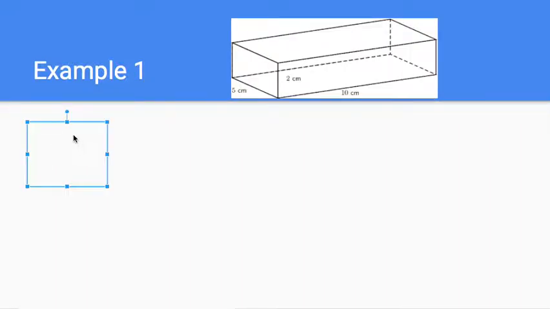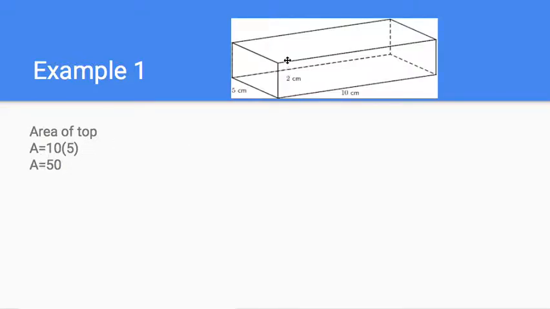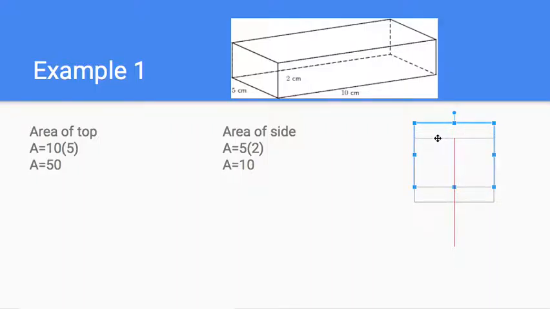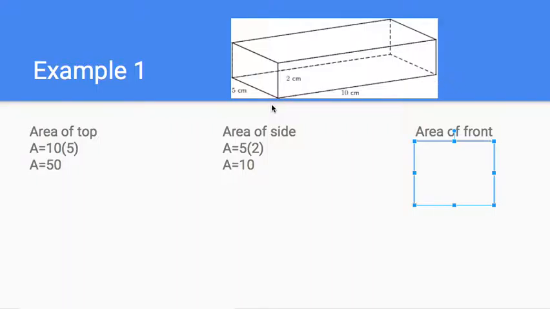So here we've got area of the top. Area of the top is this. It is 5 long and 10 wide. So to find area of the top, we do 5 times 10 or 10 times 5, and we get 50. Next, I'm going to find the area of the side. Now the side's over here. This is 5 and 2. So area of the side, 5 times 2, that's going to be 10. And then finally, I want to find the area of the bottom, or of the front, sorry. So the front, it's 10 by 2, so we do 10 times 2. So that's the top, side, and front.